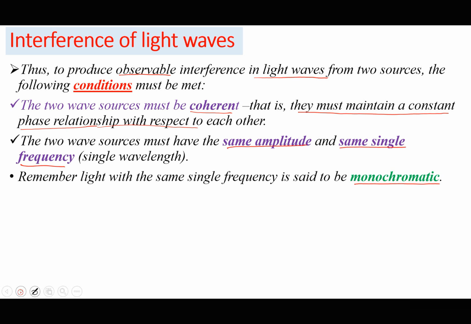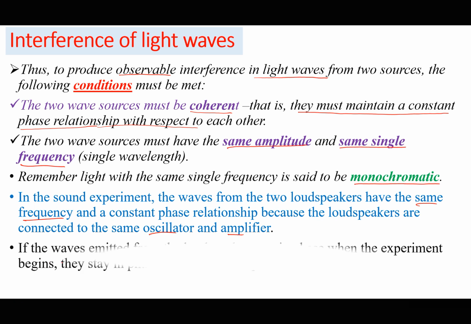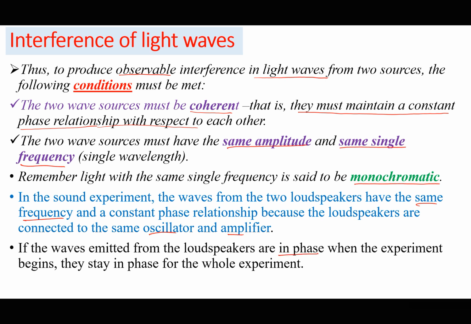So in the sound experiment that we have already discussed above, the waves from the two loudspeakers have the same frequency and a constant phase relationship because the loudspeakers were connected to the same oscillator and the amplifier, so they were coherent. However, as I have mentioned, we could not connect two bulbs to the same power supply and think they will produce coherent light. If the waves emitted from the loudspeakers are in phase when the experiment begins, they stay in phase for the whole experiment, so they maintain a constant phase difference for the rest of the experiment.